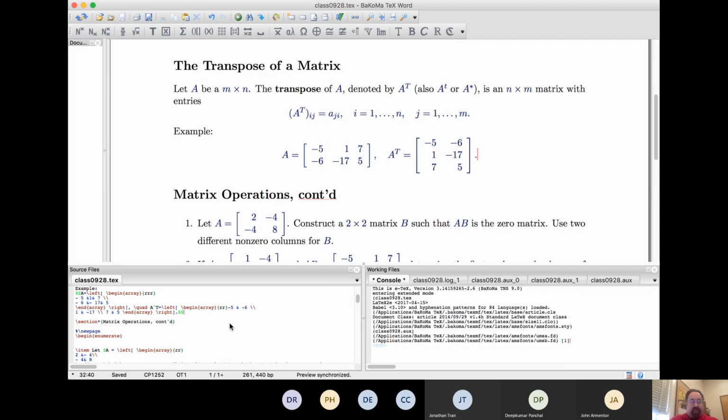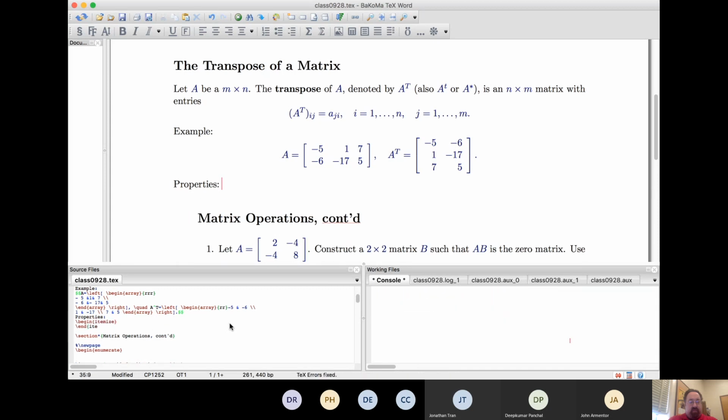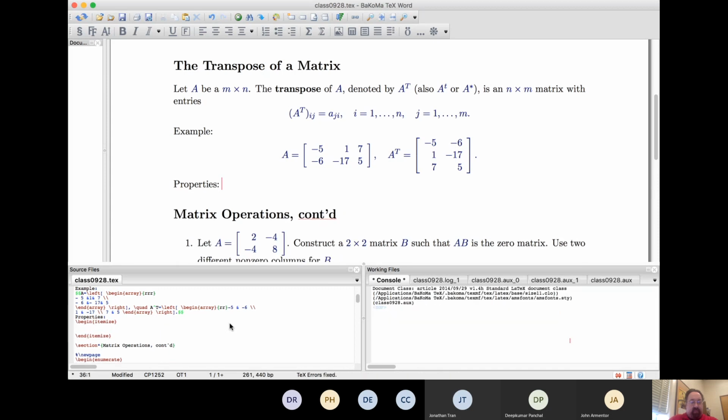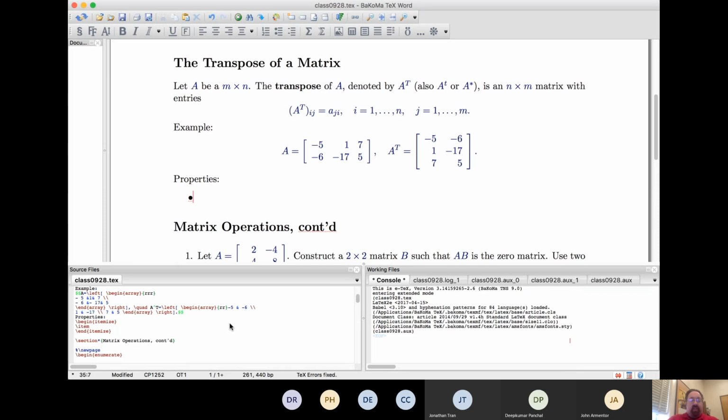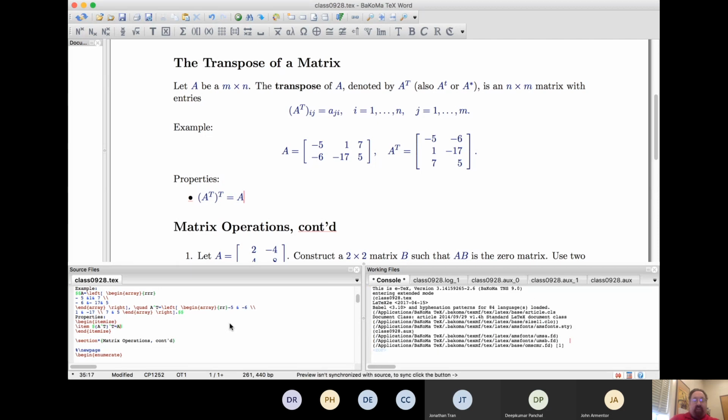So here are some important properties of the transpose. First, if I take the transpose of a matrix, and then I take the transpose of that, then I just get the original matrix A back. Because rows become columns, and then columns become rows. We're back where we started.